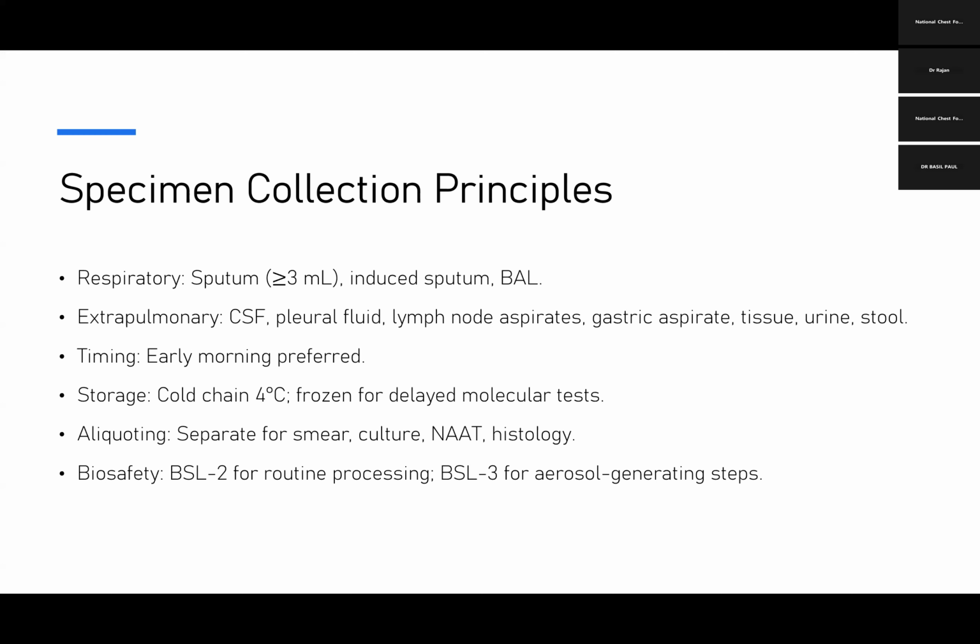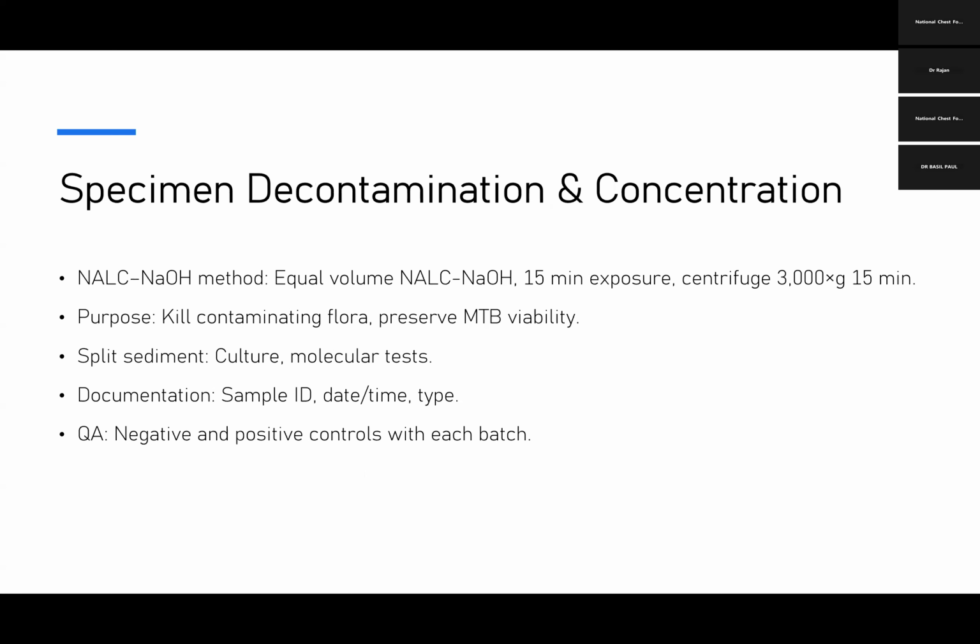So if you are a lab doing routine processing of the sample, biosafety level 2 is used, and where there are steps in which you are generating aerosol, biosafety level 3, BSL3, is required. So how do you start? First, you have to do decontamination and concentration of the sample. The NaLC-NaOH method is the most commonly used method. An equal volume of NaLC-NaOH is used in the sample. You expose the sample for 15 minutes and then you centrifuge it for 15 minutes at 3000 G.